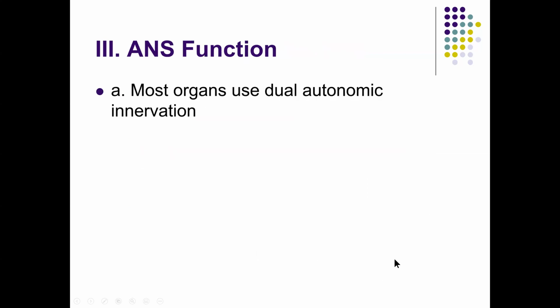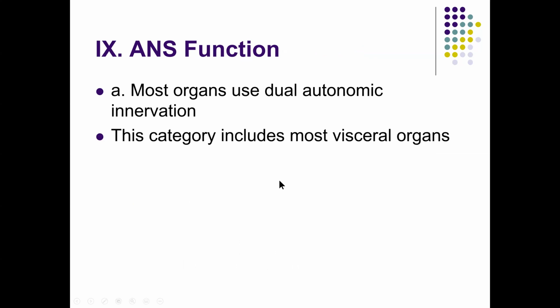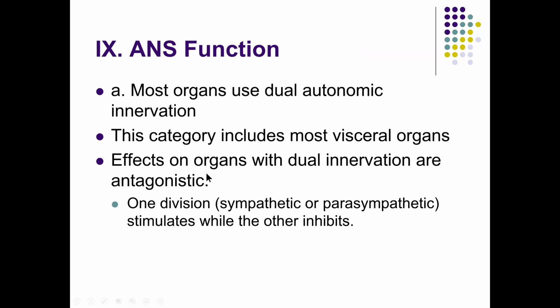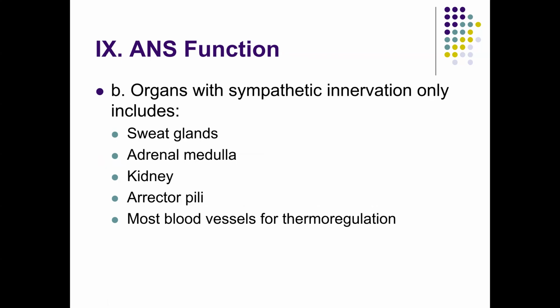The function: most organs use dual autonomic innervation. Most organs use dual autonomic innervation. Sympathetic, which is our fight or flight, and parasympathetic, which is the opposite. That is our calm down, rest and digest, and make urine type thing. This category includes most visceral organs. Effects on organs with dual innervation are antagonistic. As you know, if you have dual innervation, we would want one to be excitatory and one to be inhibitory.